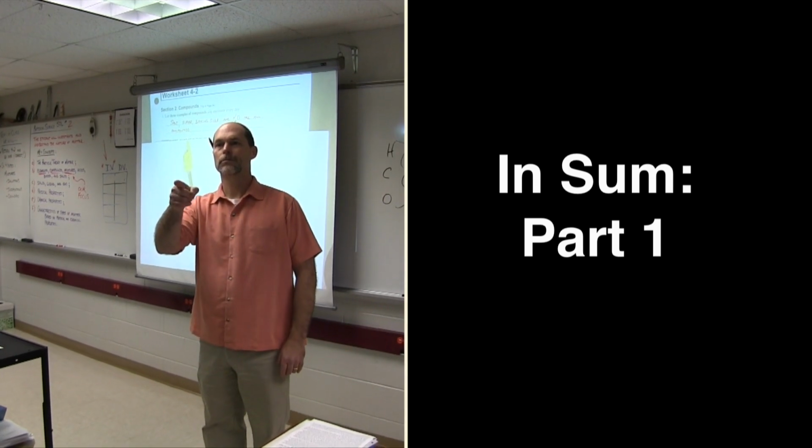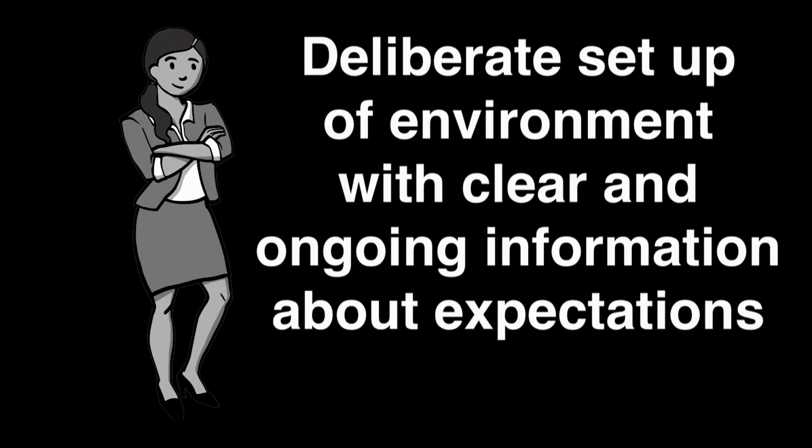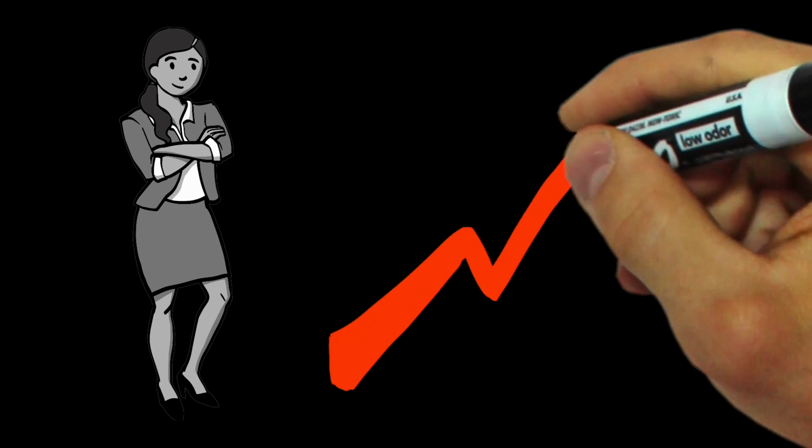In summary for Part 1, teachers who are deliberate in setting up an environment where students have clear and ongoing information about what is expected and how well they are meeting expectations often achieve tremendous success in terms of student academic and behavioral performance.